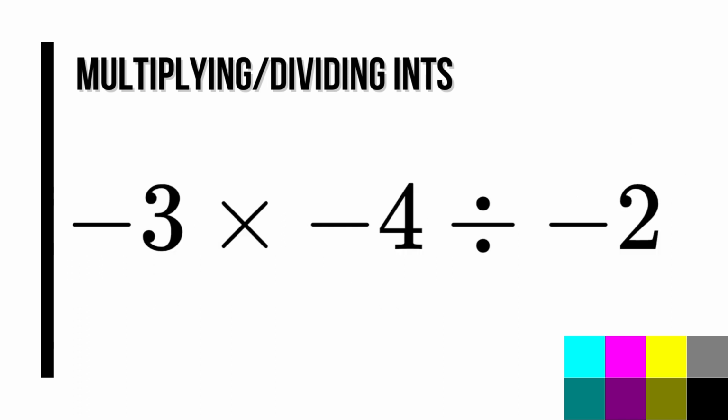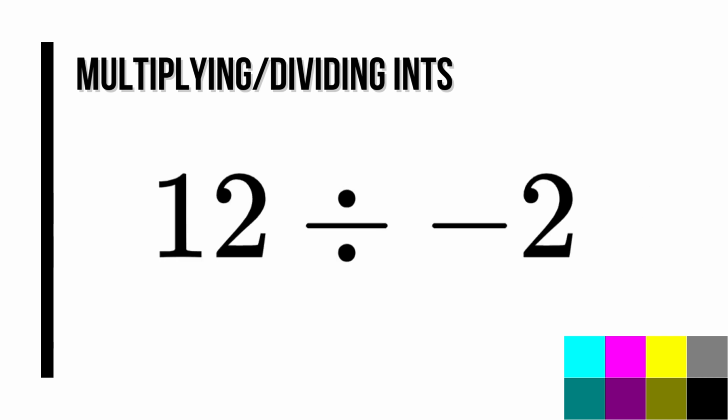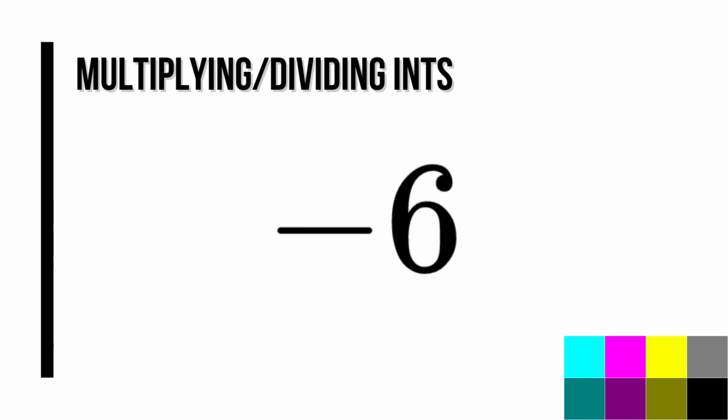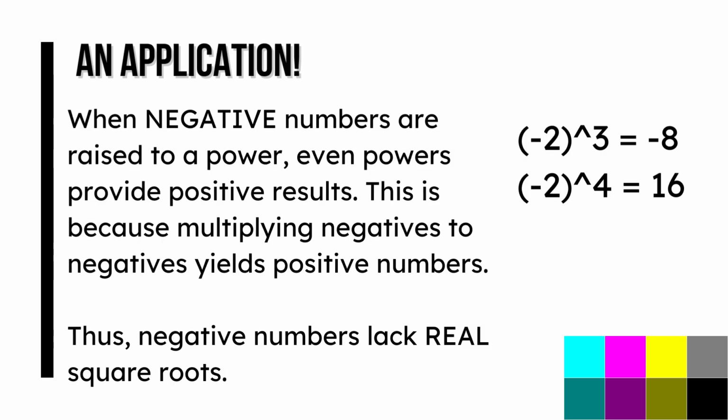Let's have an example. -3 times -4 divided by -2. So let's do from left to right according to order of operations. So that is -3 times -4, that's equal to +12 because they have the same sign. Then 12 divided by 2 is 6, but we use the negative sign because they are of different signs. One is positive, one is negative. So the answer is -6.